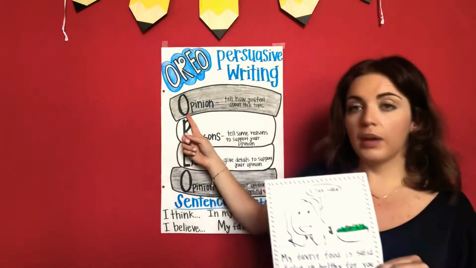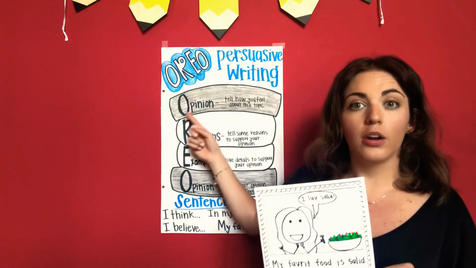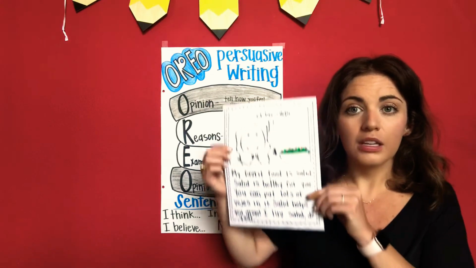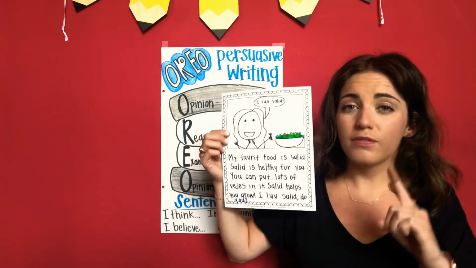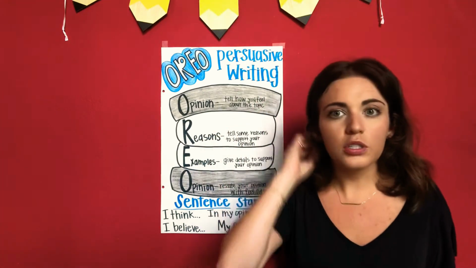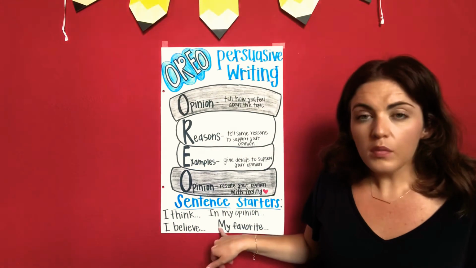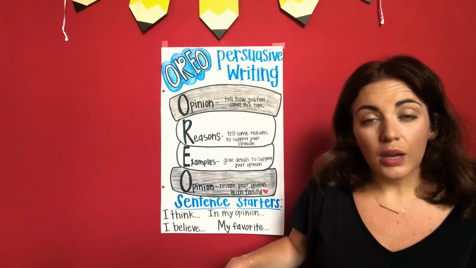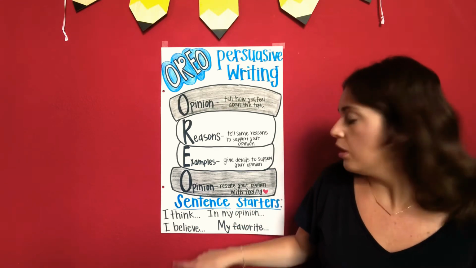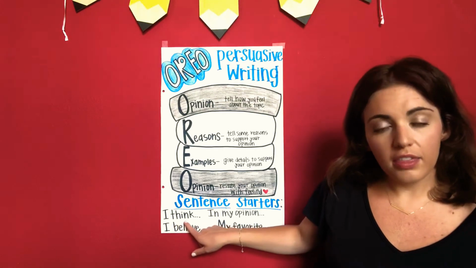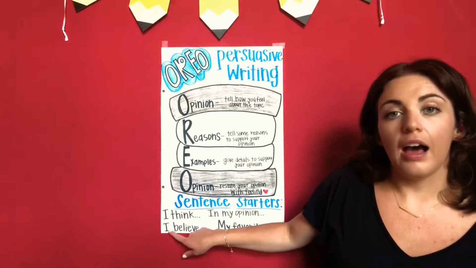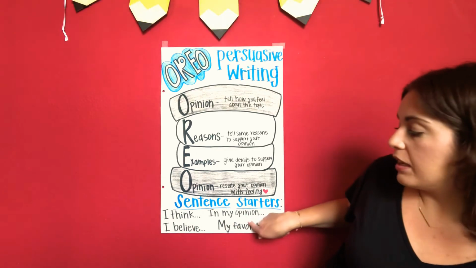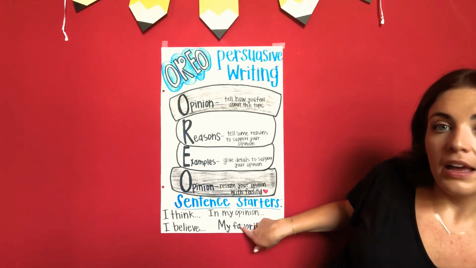So the first thing we had to do was write our opinion. Write our what? Opinion. Remember, that's how you feel about the topic. And so usually your opinion is the very first sentence. Oh, and Miss Lorman almost forgot. Down here at the bottom, Miss Lorman wrote what are called sentence starters. And so these you might want to use to start off your paper. Like you may say, I think, or you may say, I believe, or maybe in my opinion, or my favorite.